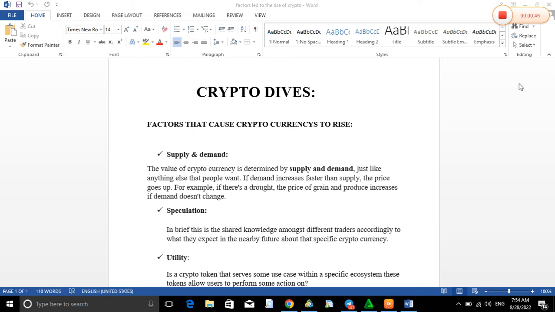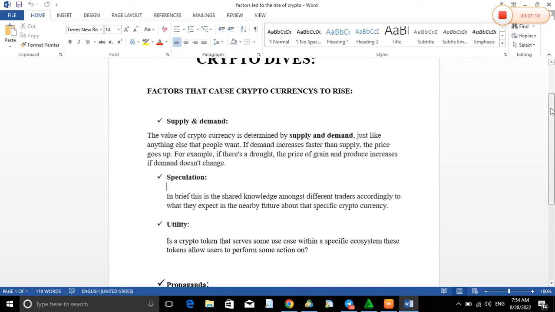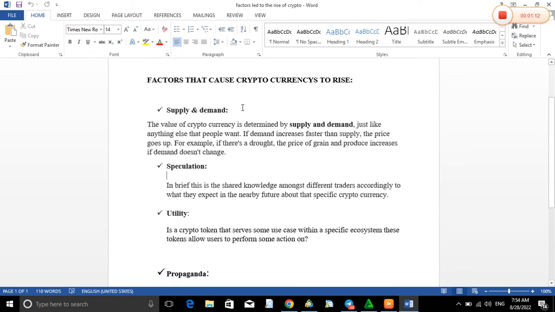Now without wasting time, let me dive into my notes and see what I have for you today. Now our topic is factors that cause cryptocurrencies to rise or fall. Now these factors are just vice versa if you are to understand this aspect. Now our major factor, or our first factor, is supply and demand.